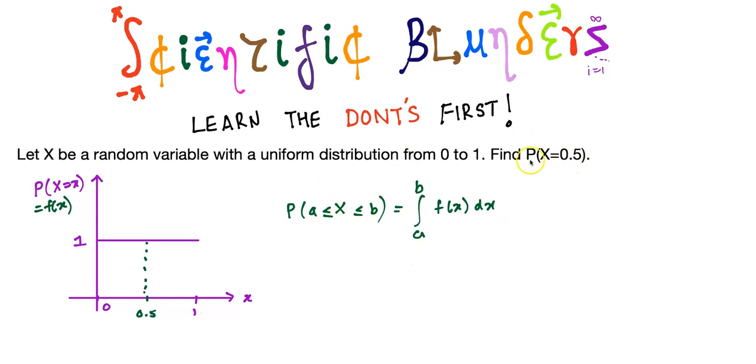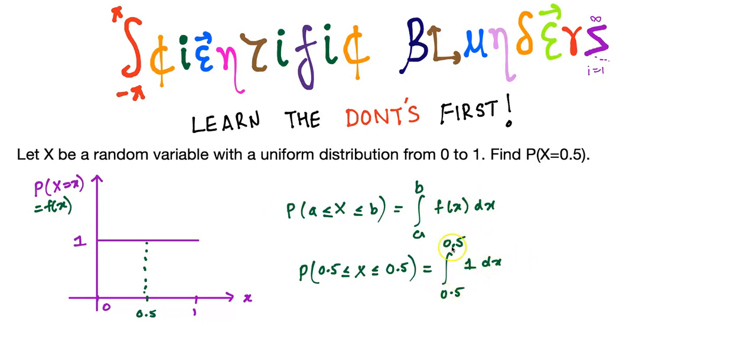And now we want to find the probability that x takes one particular value, not a range of values, but a single value. And so in our case, another way of saying that would be the probability that x lies between 0.5 and 0.5. So if x has to lie between 0.5 and 0.5, it has to equal 0.5. So this would be the integral. So a is 0.5 and b is 0.5. And f of x is just 1, right? For all values of x between 0 and 1. So f of x is just going to be 1, and then we have dx.